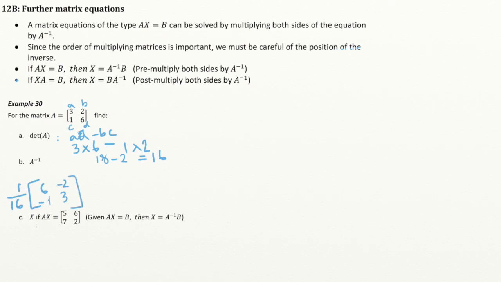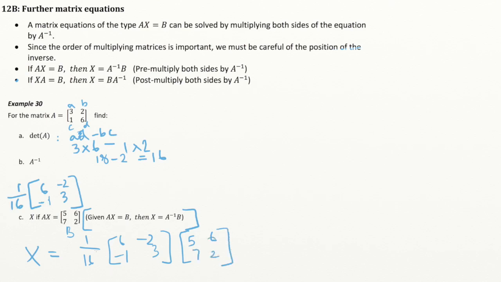Cool, so part C then says find X if AX is equal to this. So what we know is that, they've actually given us the formula just there. Given that AX is equal to B, then X is equal to A inverse B. Remember that you're pre-multiplying because A is on the outside. So X is then going to equal A inverse, so that's 1 over 16, 6, negative 2, negative 1, 3 times matrix B, and B is on the outside there. So they've called this matrix there B, 5, 6, 7, 2.